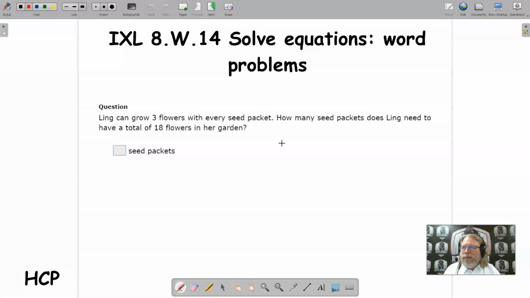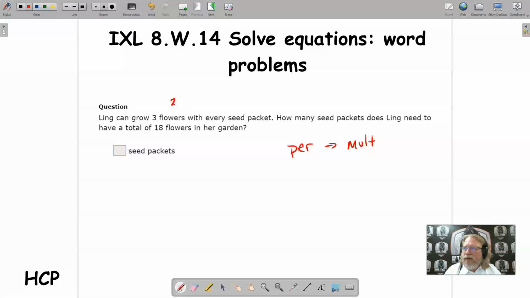So the word per, P-E-R, is an interesting word. Per tells us to multiply, M-U-L-T. If we can find a way to use the word per, like feet per minute or hours per week or something like that, that's a good indicator that we need to multiply. Now, we don't see the word per in here anywhere, but we probably could insert it someplace and it would still make sense. So Ling can grow 3 flowers with every seed packet.